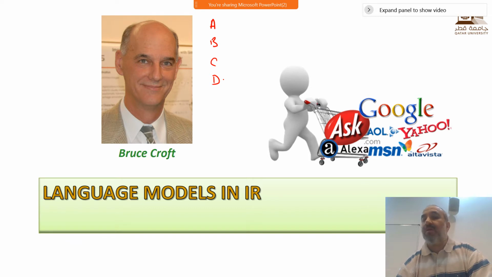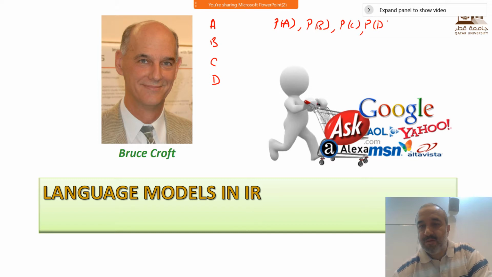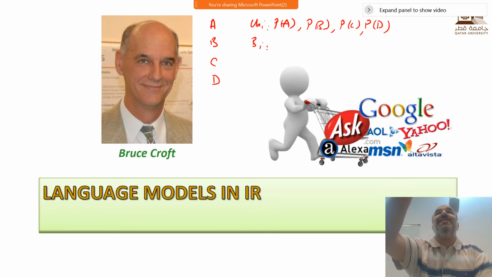Toba? Yes. Probability of B, of C, and D. Okay, so that's unigram. How about bigram? Yes, here. Okay.